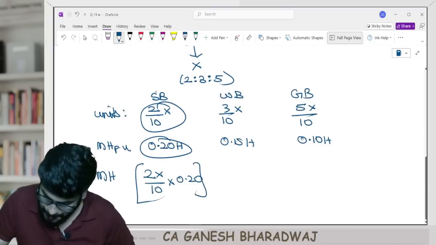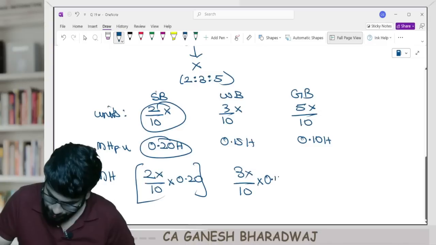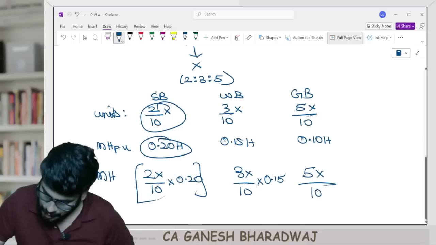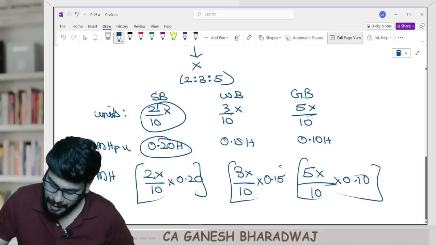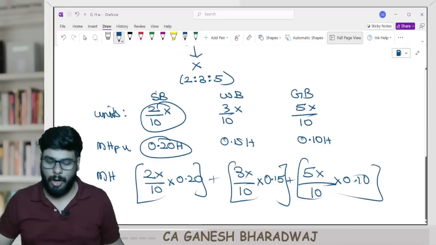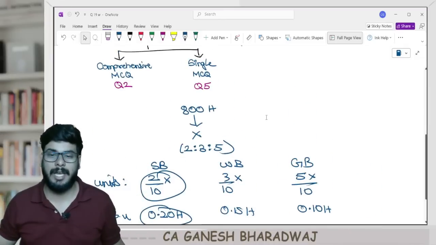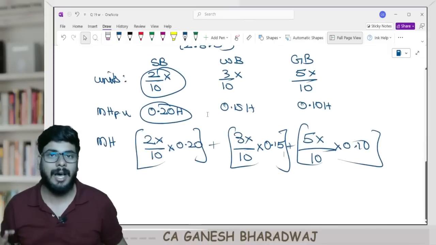It's going to be 3x by 10 into 0.15. And for geometry boxes, 5x by 10 into 0.10. This will be my calculation, right? And the sum total of these three should be equal to how much? 800, because 800 is the total number of machine hours I have, and using these machine hours only I am able to supply this. Are you clear with this?